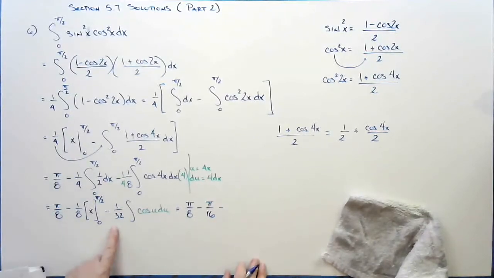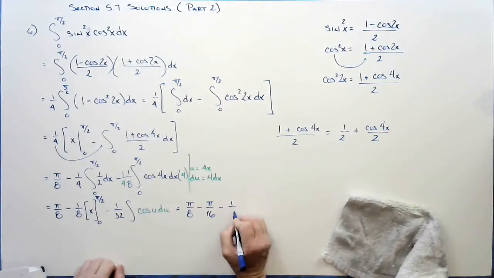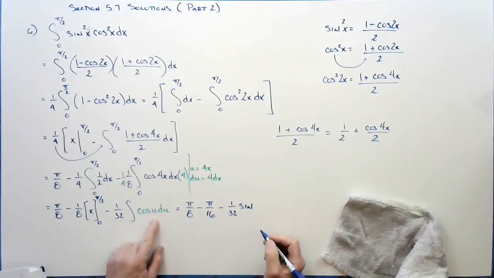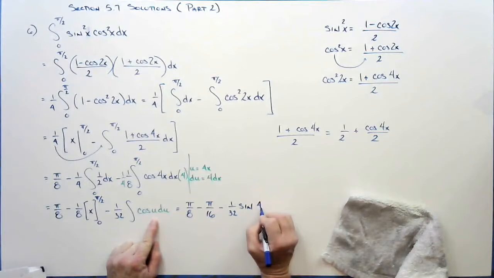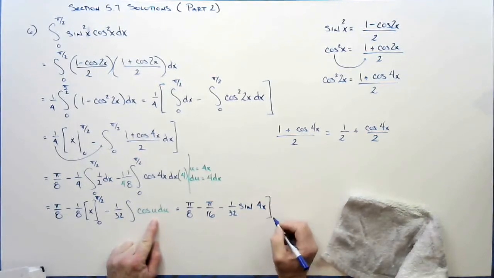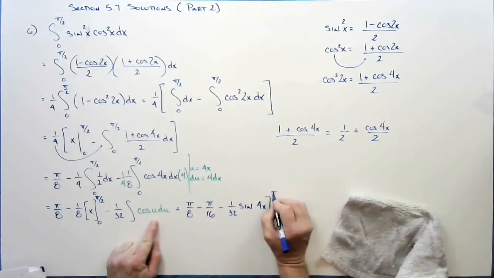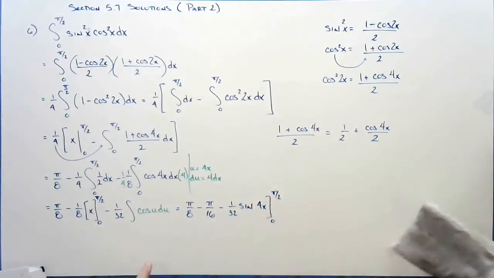Minus, and we have 1, right? We have 1 over 32. The integral of cosine is sine, so that's minus 1 over 32 sine of u, right? The integral of cosine is sine. Sine of u is 4x, and we're going to evaluate that between 0 and pi over 2.